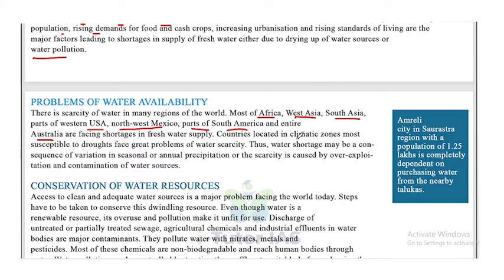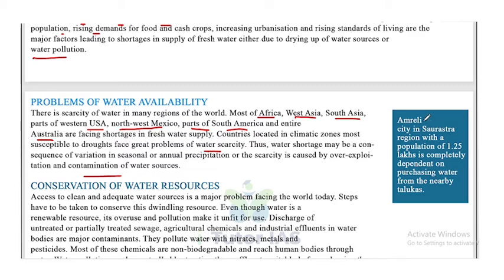Countries located in climatic zones most susceptible to droughts face great problems of water scarcity. Thus, water shortage may be a consequence of variation in seasonal or annual precipitation, or the scarcity is caused by overexploitation and contamination of water resources. So this is the main problem we are facing.